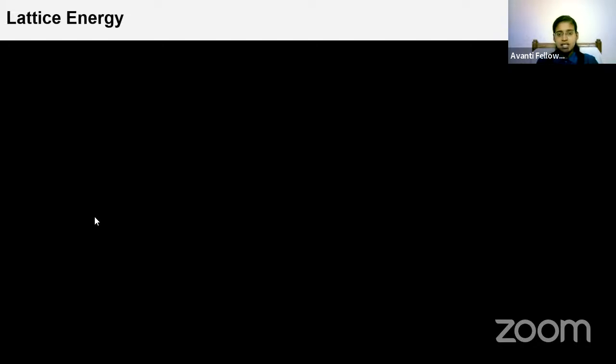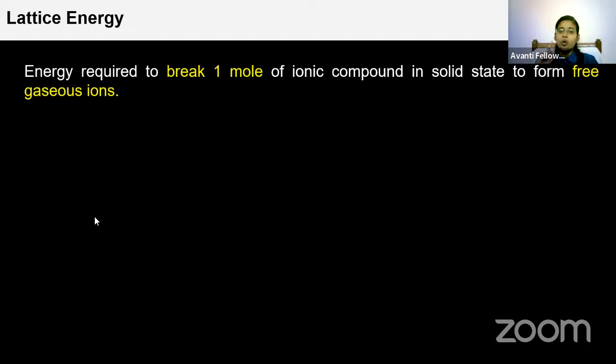So what is lattice energy? The energy required to break 1 mole of the ionic compound. Ionic compound means I can take NaCl. So NaCl should be present in its solid state form and it will get converted to free gaseous ions. The energy required to break 1 mole of the compound in solid state to form the free gaseous ions is called as lattice energy.